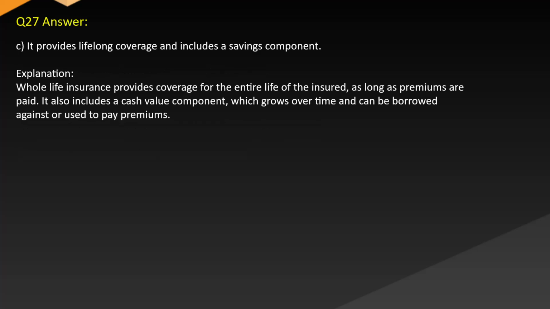Answer: C. It provides lifelong coverage and includes a savings component. Explanation: whole life insurance provides coverage for the entire life of the insured as long as premiums are paid. It also includes a cash value component which grows over time and can be borrowed against or used to pay premiums.